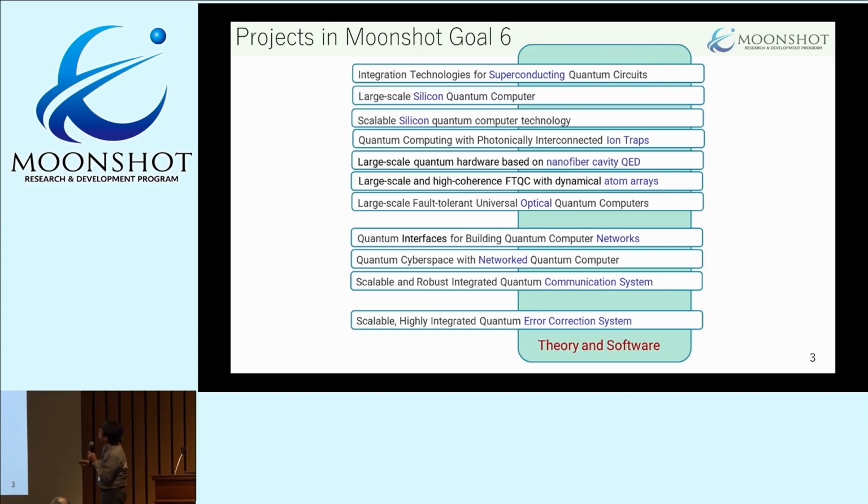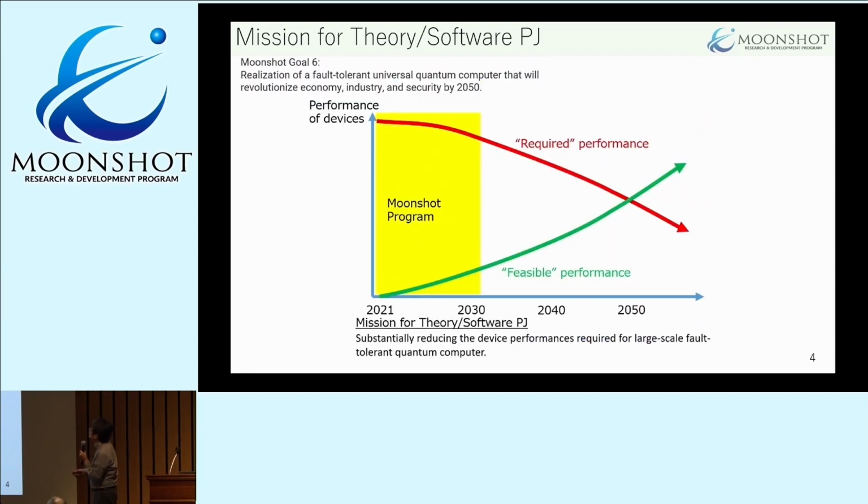For the next 3 days, we will be hearing about various projects in the Moonshot Goal 6, which includes various physical systems and networks and integrated systems. Now, the theory and software project is a kind of cross-divisional project where the theoretical researchers are gathering into a single project. So our project is about how we can contribute to the realization of a fault-tolerant quantum computer.